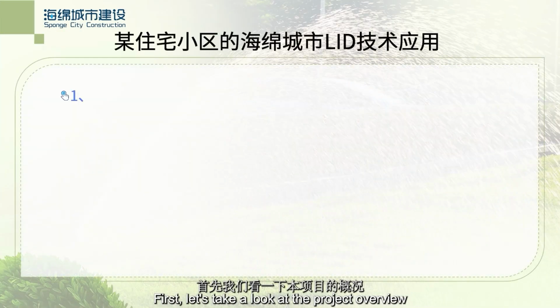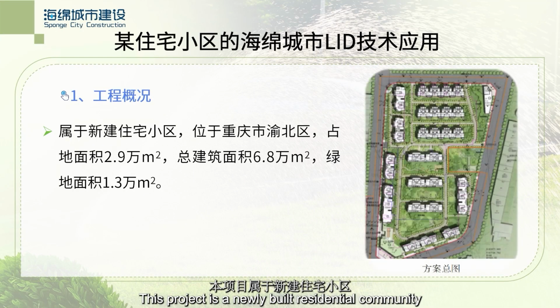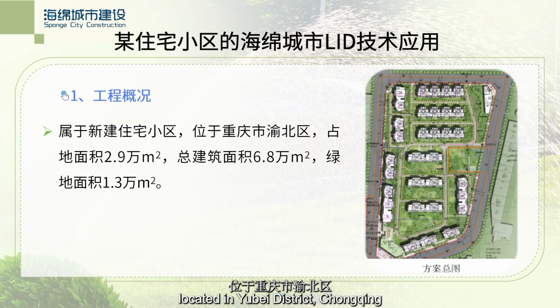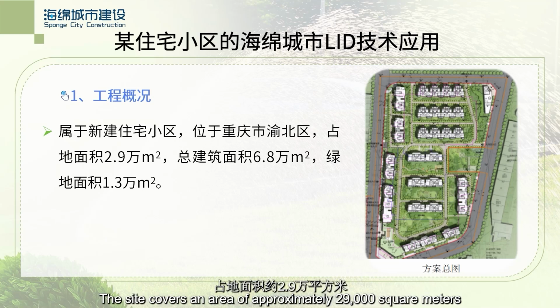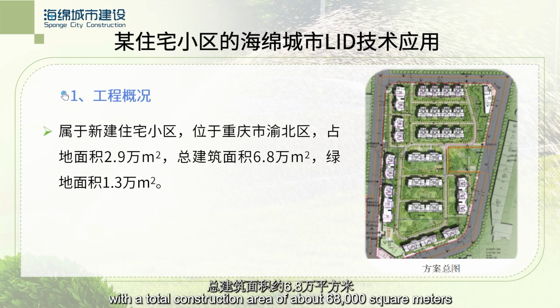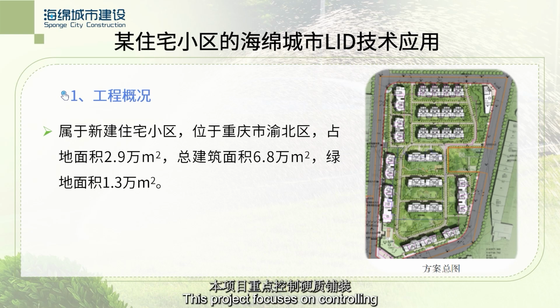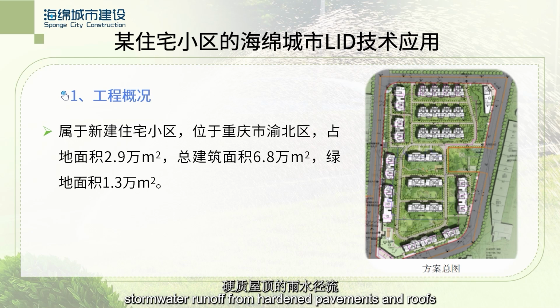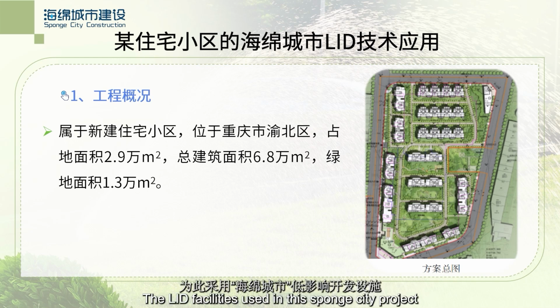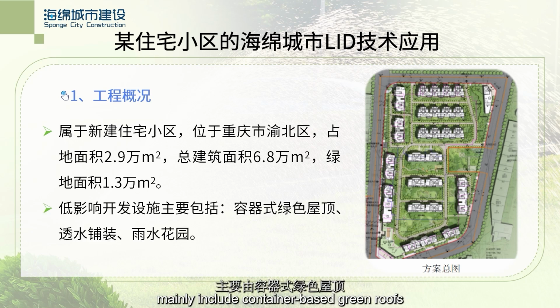First, let's take a look at the project overview. This project is a newly built residential community located in Yubei District, Chongqing. The site covers an area of approximately 29,000 square meters, with a total construction area of about 68,000 square meters. The green space area is around 13,000 square meters. This project focuses on controlling stormwater runoff from hardened pavements and roofs. The LID facilities used in the Sponge City project mainly include container-based green roofs, permeable pavements, and rain gardens.